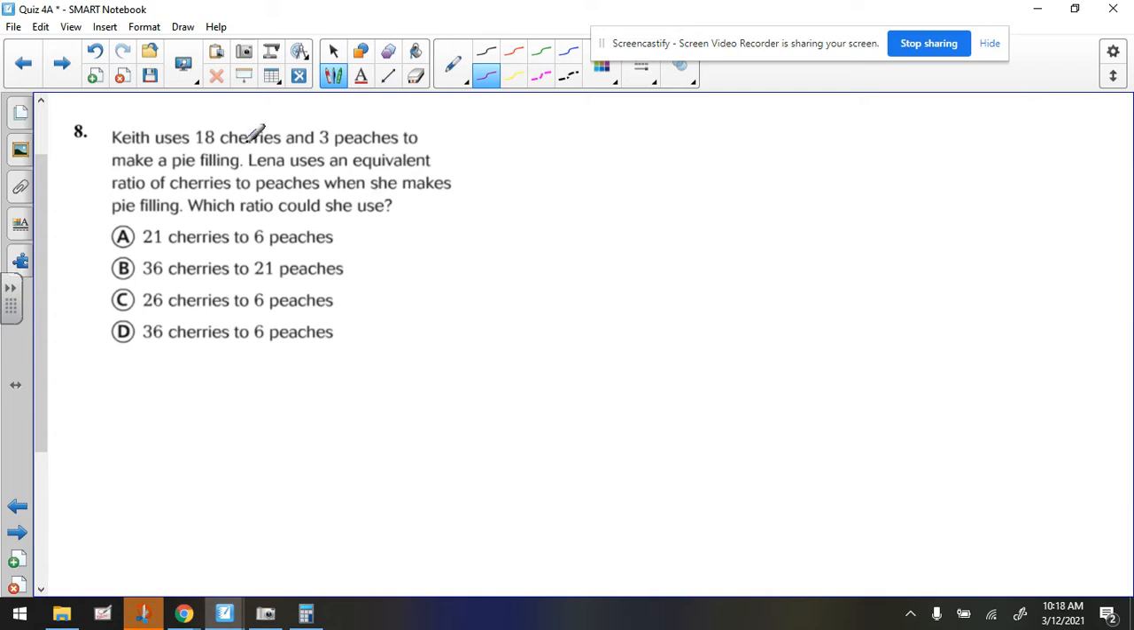So I think probably what's our best bet here is let's write it as a ratio in a fraction format. Let's put the 18 on the top because that's talking about cherries. And we'll put the 3 on the bottom, which is talking about peaches. And I'm going to recommend that we simplify this.